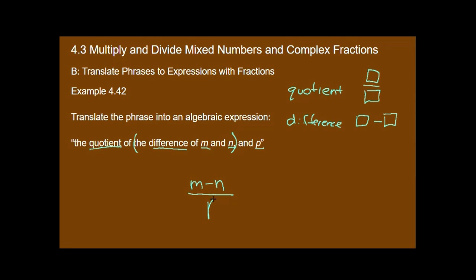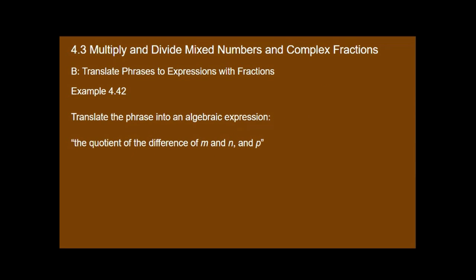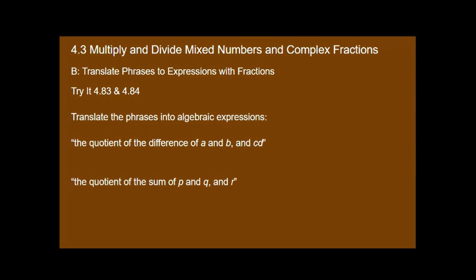So the quotient of m and n and p. Okay, so here, instead of having one term, like we did in the previous examples and try-its, we have a whole expression, m minus n, all divided by p. So it really helps to put parentheses there to separate the parts of the problem. So let's go ahead and look at some try-it problems.